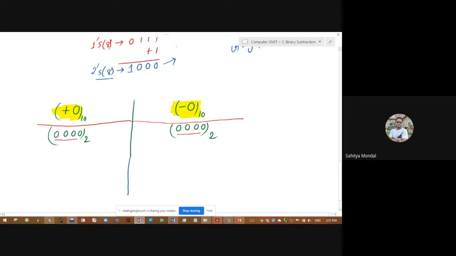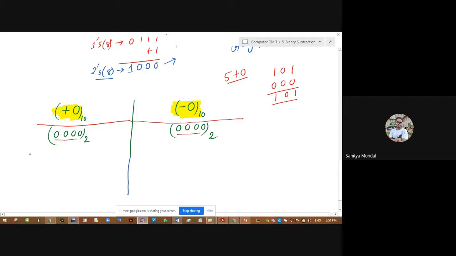When you were writing 0 earlier, say 5 plus 0, if you add 5 plus 0, what do you do? 5 means 101 and 0 is 000. Did you write a negative number? Yes or no? No. So just wait for some time.